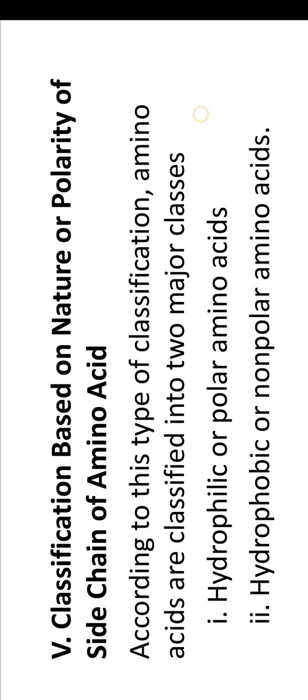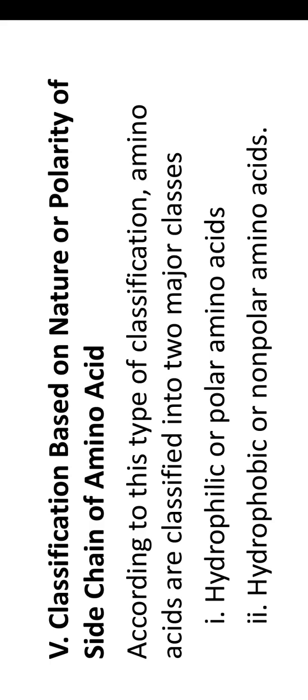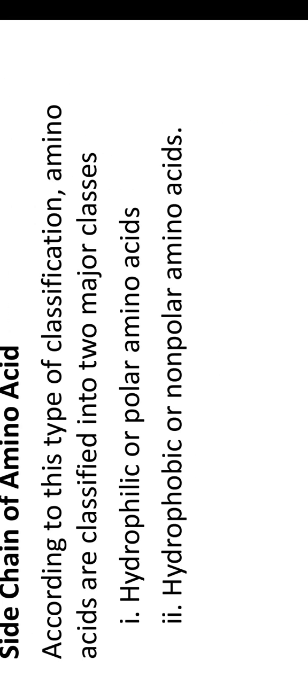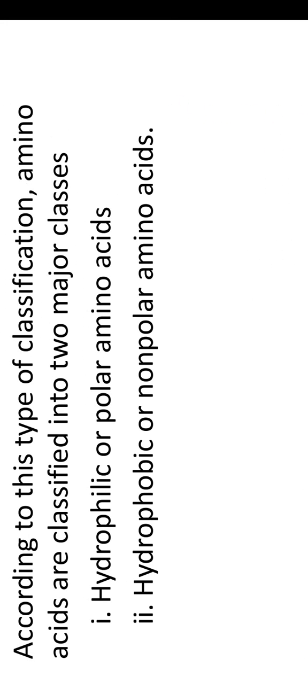Next, fifth category, classification based on polarity of the side chain of amino acid. There are two types: hydrophilic or polar amino acid, and hydrophobic or non-polar amino acid. This is based on the dissolvability. So there are two: hydrophilic or polar amino acid. Hydrophilic means water attractive, so it is dissolved in water. Some of the amino acids are dissolved in water. Some, or a few, amino acids are not soluble in water, so that is known as hydrophobic or non-polar amino acid.